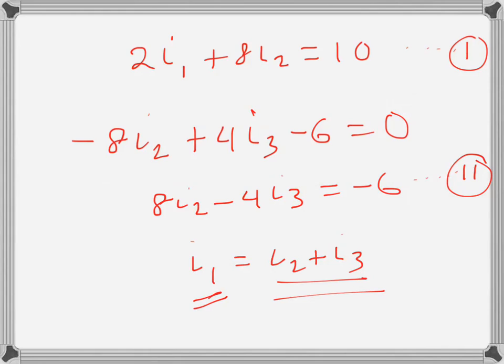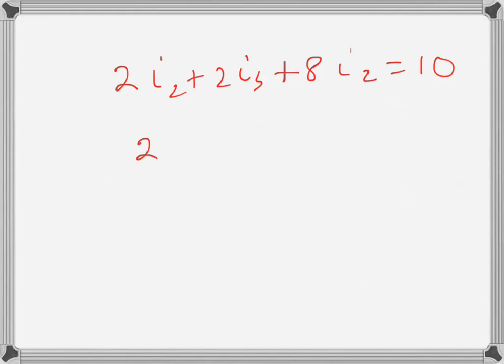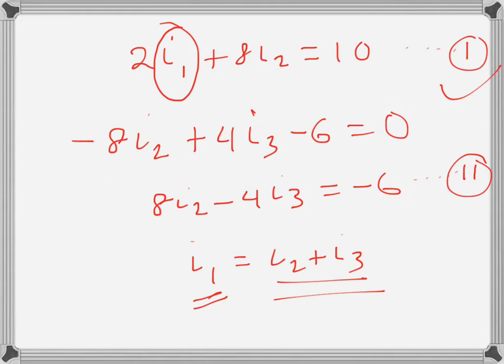So what I can do, I can replace I1 in this equation 1, with I2 and I3. So it becomes 2I2 plus 2I3 plus 8I2 equals to 10. So that's 10I2, sorry, 10I2 plus 2I3 equals to 10. So we have another equation now. Let's call it equation 3 if this one is equation 2.